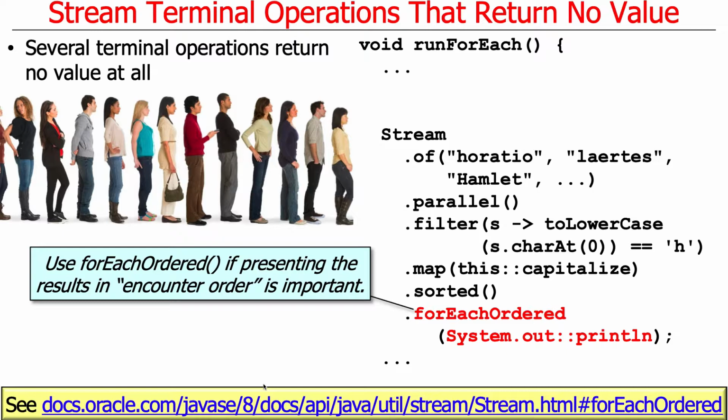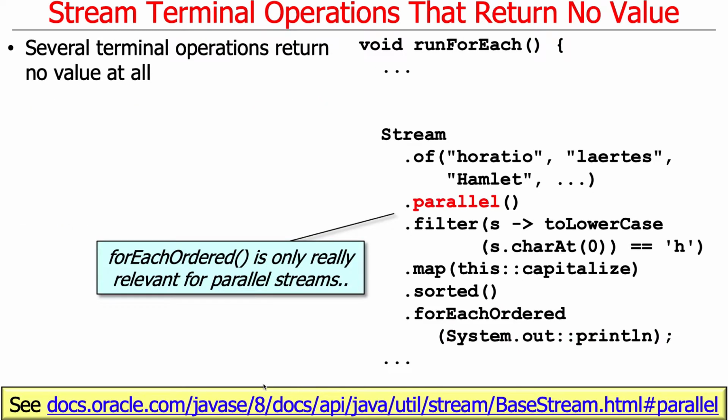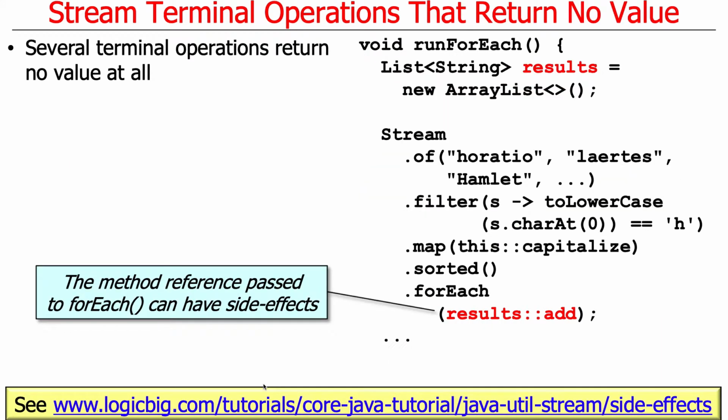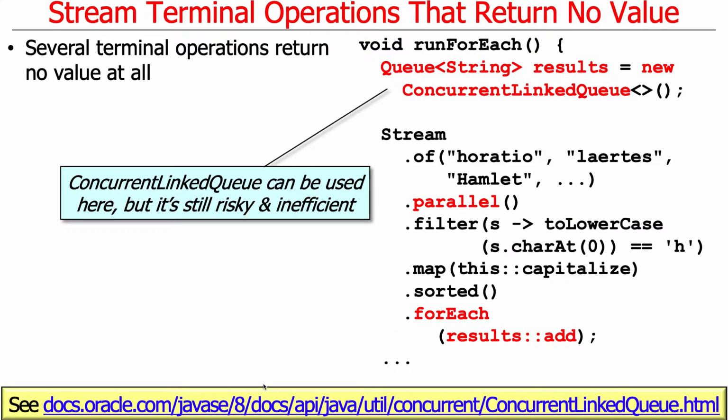There's another interesting operation called forEachOrdered. forEachOrdered will ensure that the operations performed are done in so-called encounter order. So the result should come out in encounter order. I don't know whether that'll save you from the race condition problem, but the idea is that things would be ordered. This only really matters if you're doing a parallel stream. If you're doing a sequential stream, forEach and forEachOrdered have the same behavior because it's done sequentially. It's only for parallel streams where forEachOrdered actually matters.